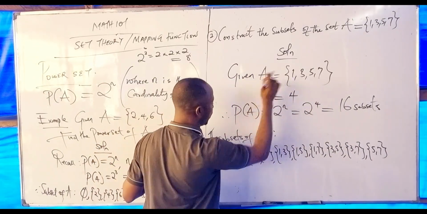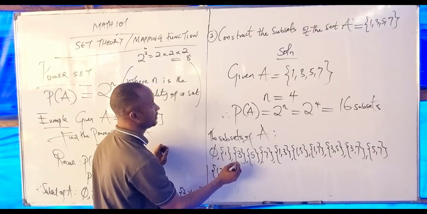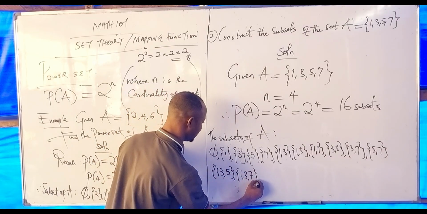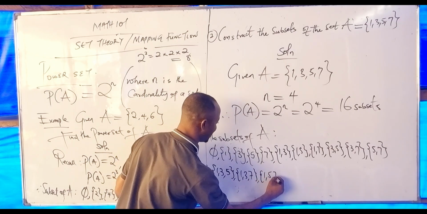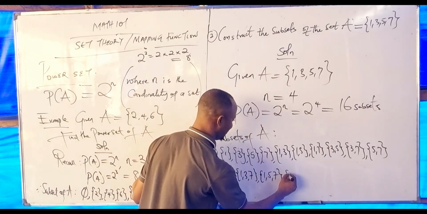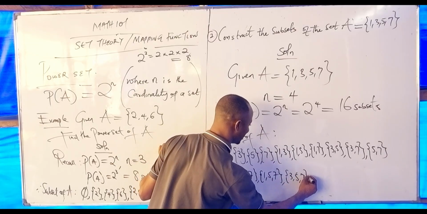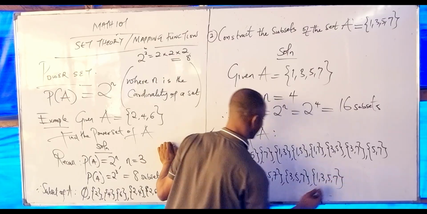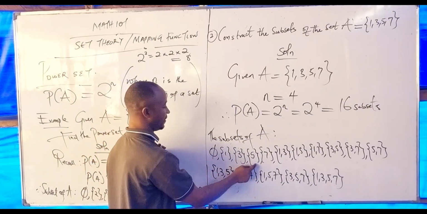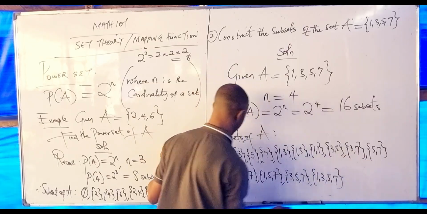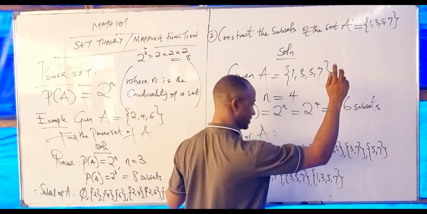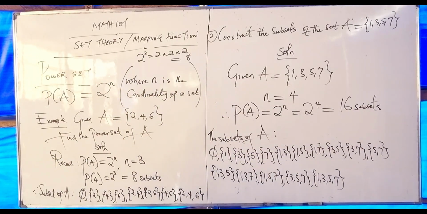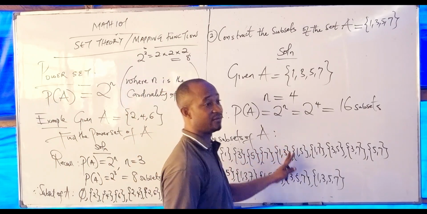Now the triple sets. Let's go: 1, 3, 5; 1, 3, 7; 1, 5, 7; 3, 5, 7. And again 1, 3, 5, 7. Let's count: 1, 2, 3, up to 16. 16 subsets. Hope you have seen your mistake. Those who failed it, have you seen your mistake?